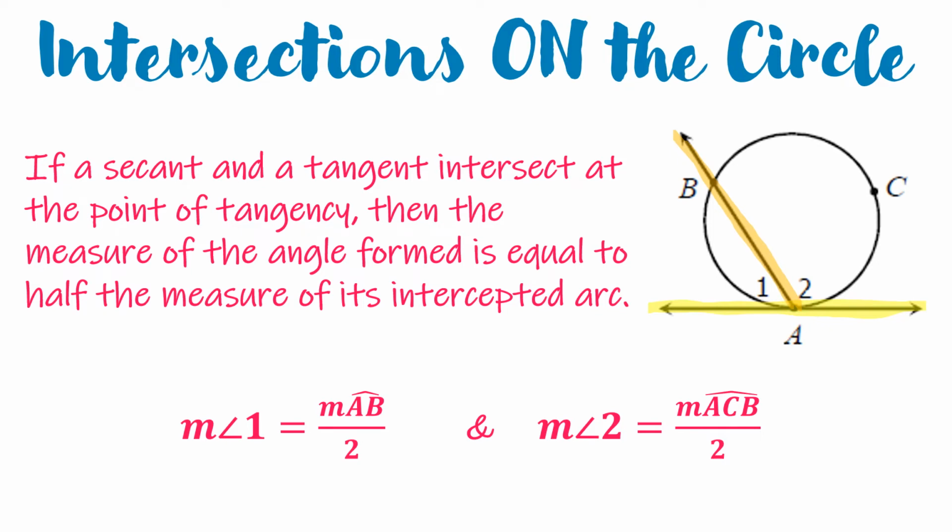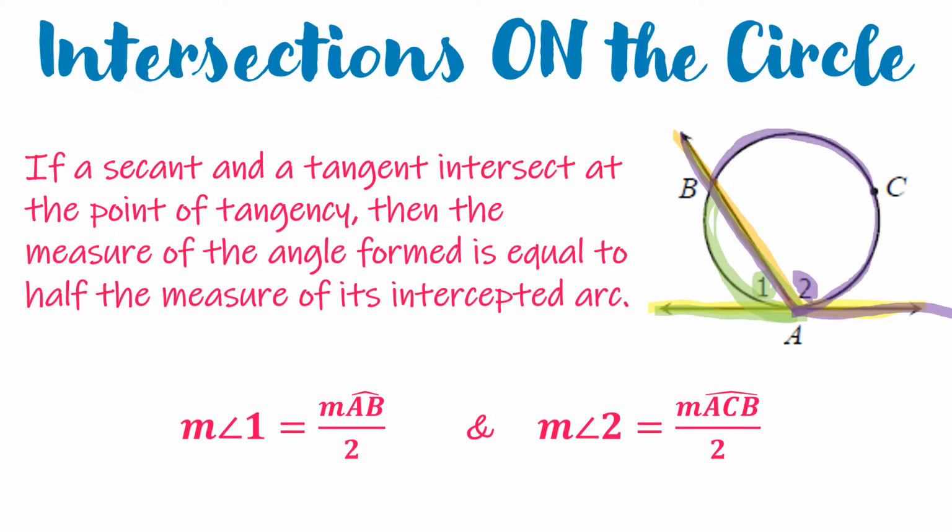So if I want to find angle 1, it intercepts arc AB. So the measure of angle 1 is going to be half the measure of arc AB. Whereas if I'm looking at angle 2, it intercepts arc ACB.